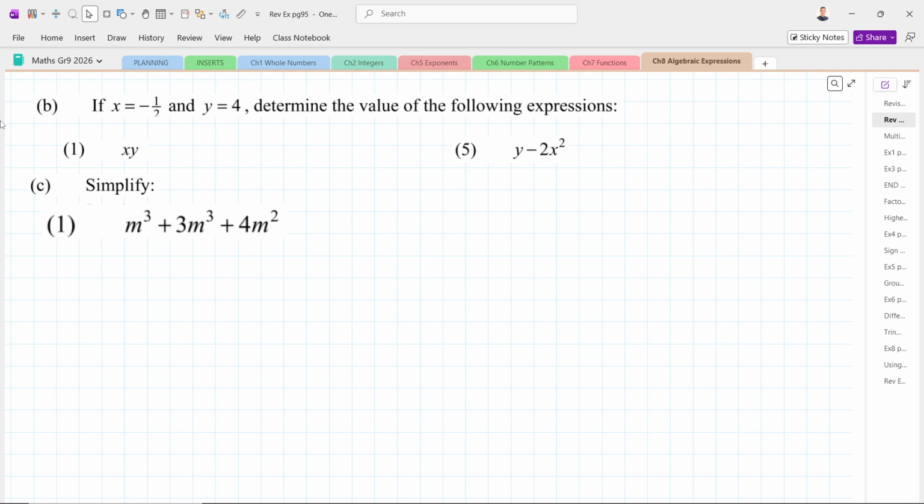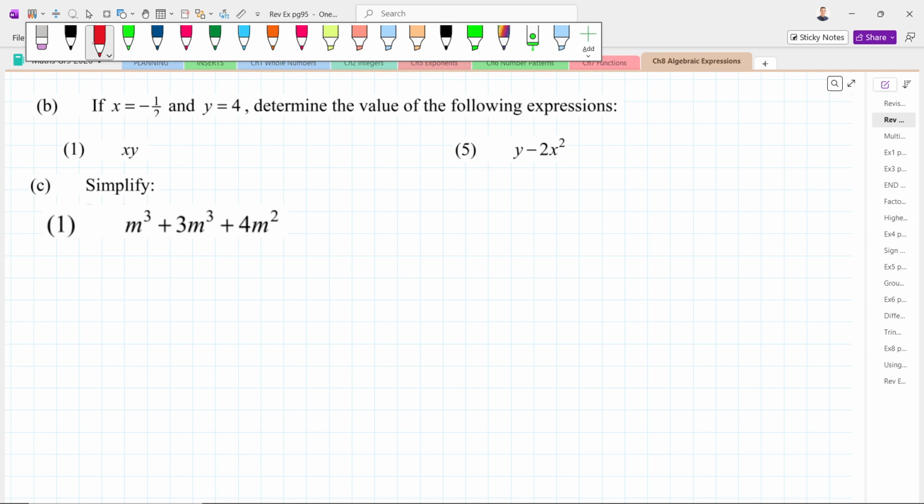We've got an m cubed plus 3m cubed plus 4m squared. Now remember, these are all the same bases, they are all m, but remember your exponential laws only talks about multiplication and division or raising powers to powers, nothing about addition and subtraction. When addition and subtraction is involved, you are not going to use any exponential laws.